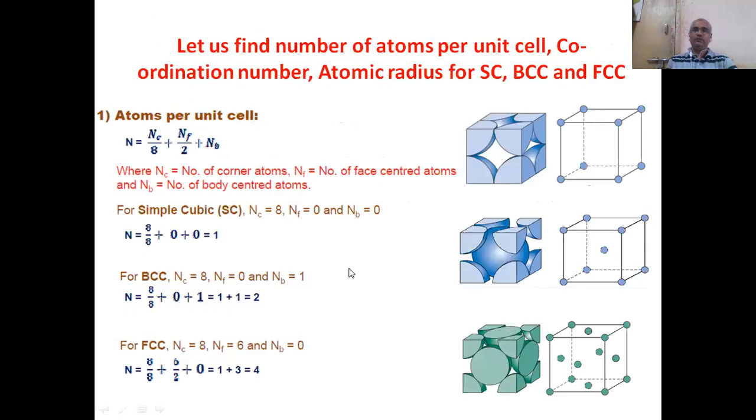So this is the way of finding out the number of atoms per unit cell. Remember, the share of each corner atom to the unit cell is 1/8, the share of each body center atom is 1, and the share of each face center atom is half. Putting these values of NC, NF, and NB in this formula, we can calculate the number of atoms per unit cell for all these structures.